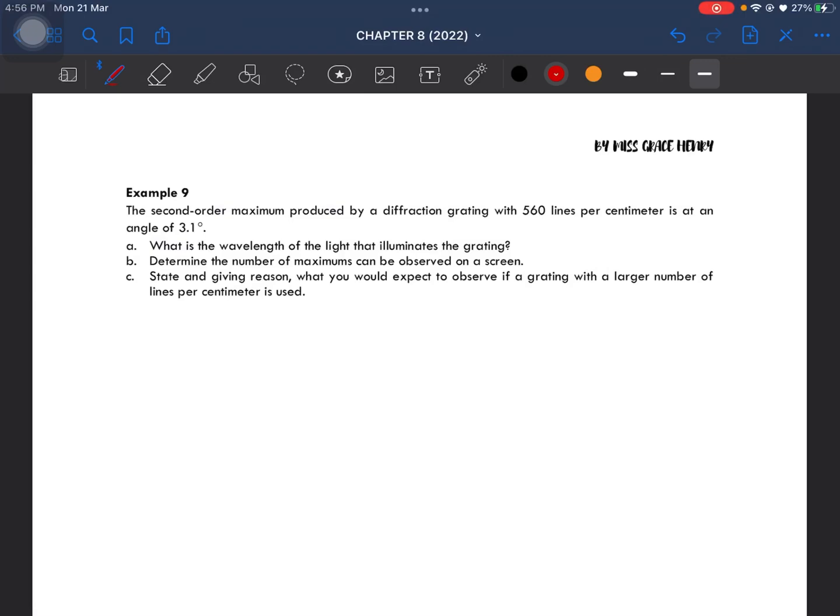Okay, last example for this chapter. The second order maximum produced by a diffraction grating with 560 lines per centimeter is at an angle of 3.1 degree. Okay, so what is the wavelength of the light that illuminates the grating? Okay, so given is n, which is 560 per centimeter, and then we have the angular separation, angular angle of the second order to be equal to 3.1 degree.